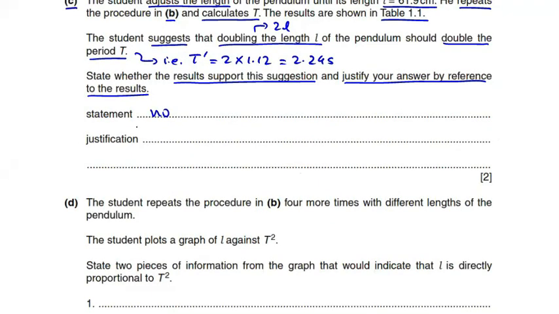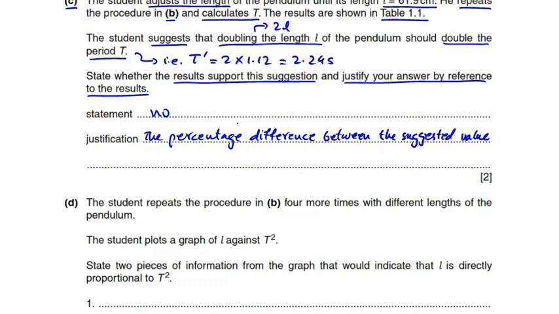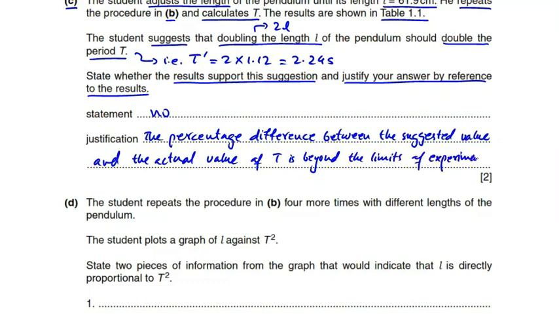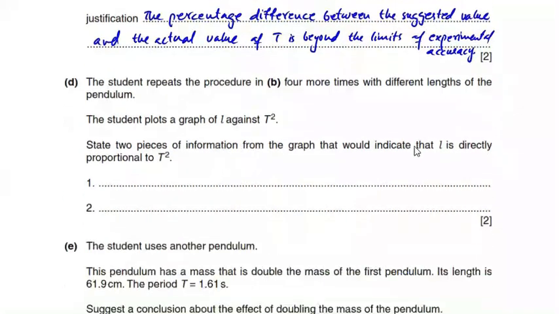And the justification for the answer is the percentage difference between the suggested value and the actual value of period is beyond the limits of experimental accuracy. Right? Let's do the next part now.